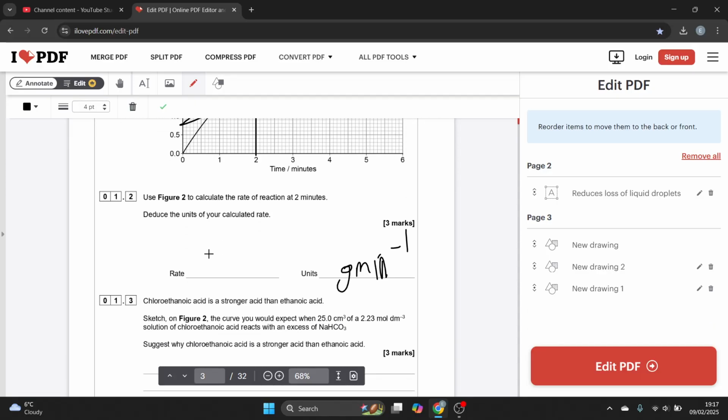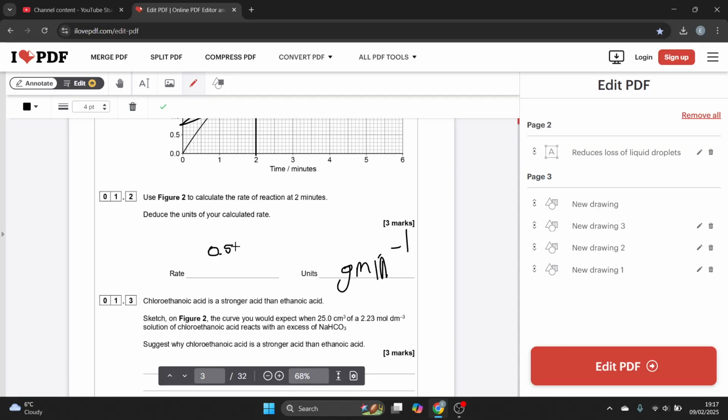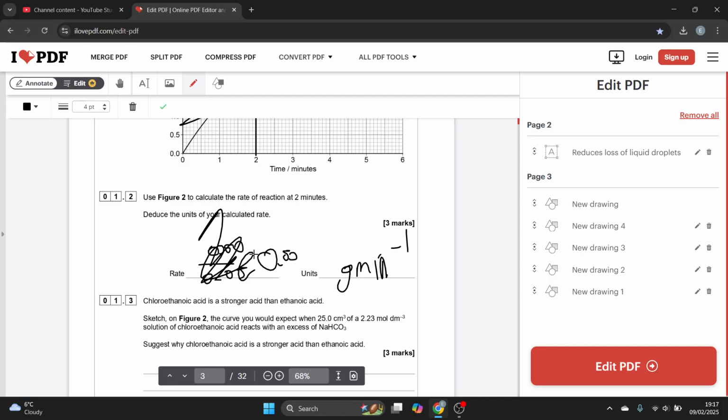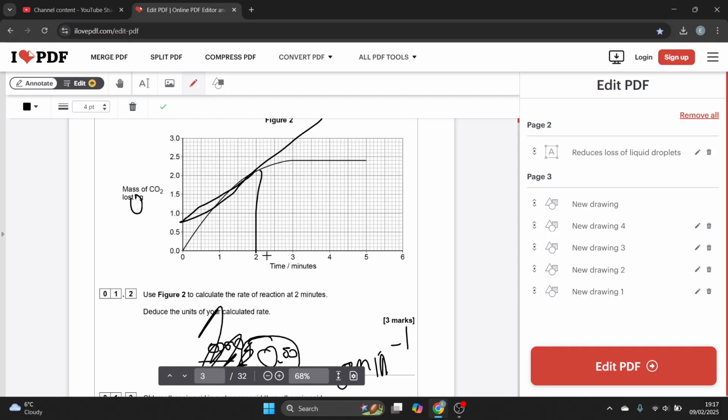0.50 over 0.05. No, sorry, the gradient is 0.50 plus or minus 0.50.